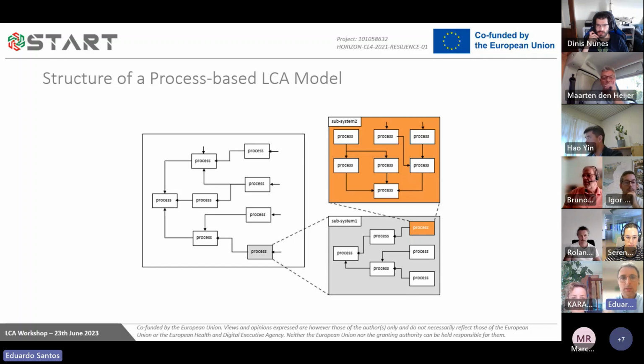When we develop an LCA, it has this kind of structure. It's a process-based model where we have sequences of processes interconnected with each other, and they exchange matter or energy. That is how we build the LCA model. And processes can include other processes. So it's a set of structured process-based models.